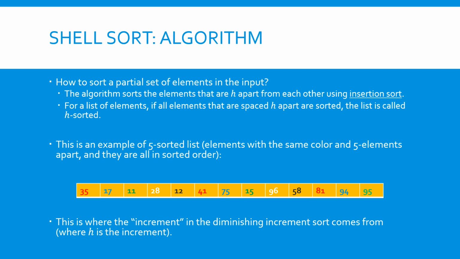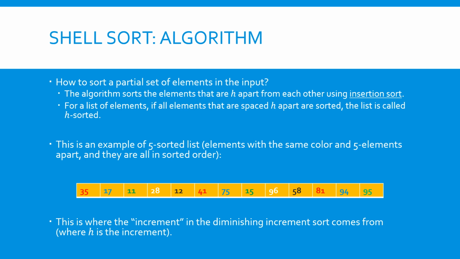First, let's look at how shell sort partially sorts the input. The algorithm contains several sorting phases, and in each phase, it tries to sort all numbers that are h apart. We will use insertion sort for this purpose. The parameter h is referred to as the increment. We refer to the sorting phase with the parameter h as h_sort, and we call the list output by the h_sort phase h_sorted.